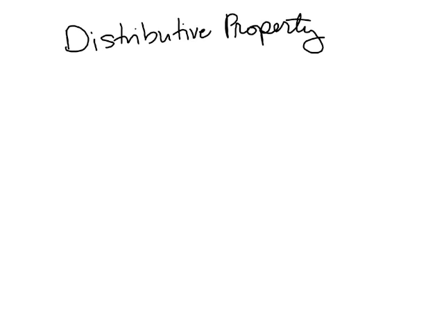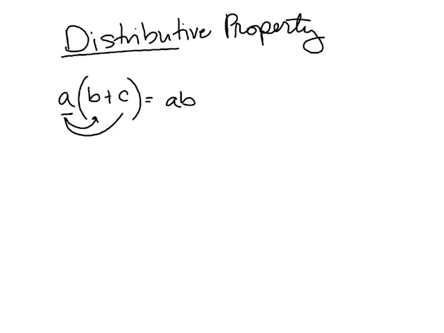The distributive property. I have A times (B plus C). I need to distribute this and get rid of the brackets. How do I do it? A times B and A times C.